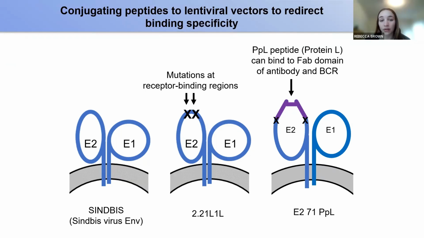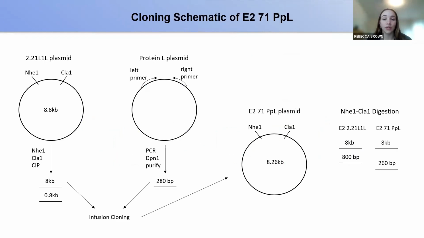What protein L, the PPL peptide, binds to is the FAB region of antibodies and B cell receptors. Since B cell receptors are only present on B cells, this E271 PPL will only bind to and thus only transduce B cells. And this is the cloning schematic of how we created the E271 PPL.